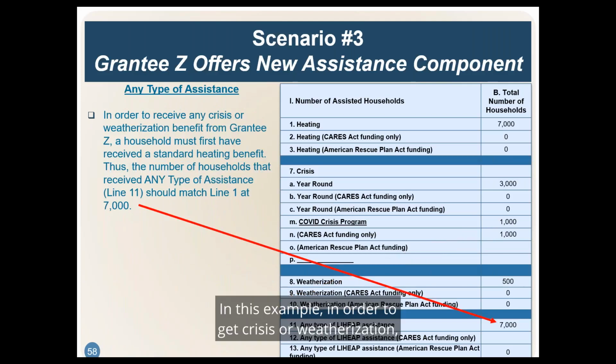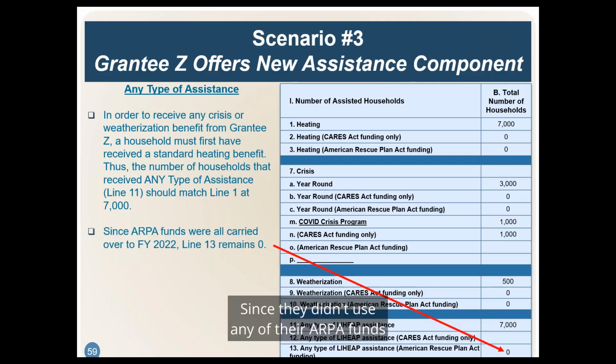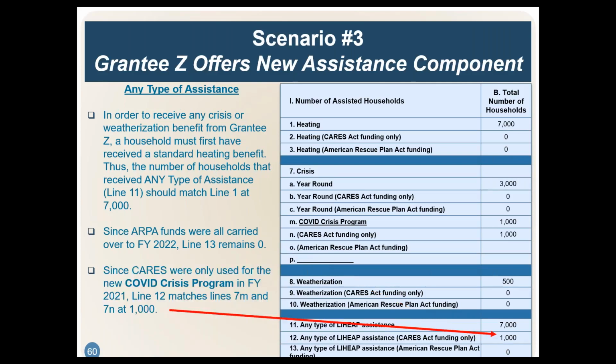In this example, in order to get crisis or weatherization, a household needed to first have standard heating assistance. If that's the case, then line 11 is going to be 7,000, which matches line 1 because all households needed to get regular heating assistance first. Since they didn't use any of their ARPA funds to provide benefits during 2021, line 13 also gets a 0. And since they only used their CARES funds during 2021 for their new crisis COVID program, we would put the same number, 1,000 households here.